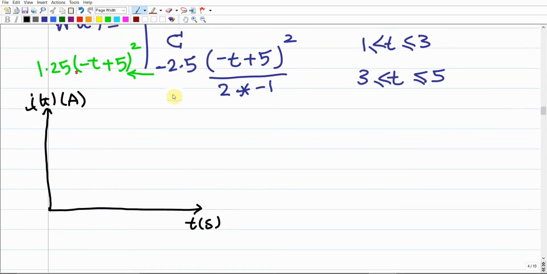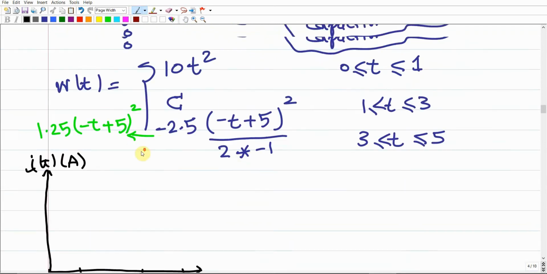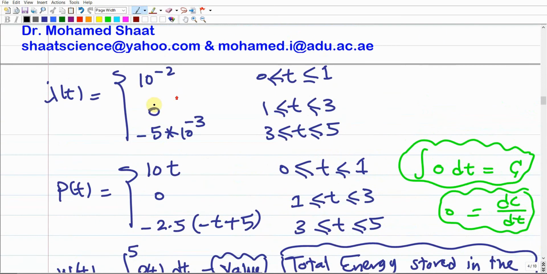So simply to plot the function, it is very simple. Why? The time is already split over 3 periods, which is from 0 to 1, 1 to 3, and 3 to 5, right? So your objective is just to calculate these three functions of the current at these 3 time periods. So for example, if you substitute for the time equals 0, this is going to give us 10 to the power negative 2. If you substitute with 1, it's going to give us the same value. Why? Because all of these are constant functions.